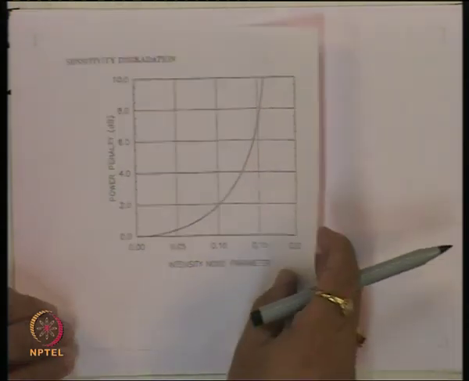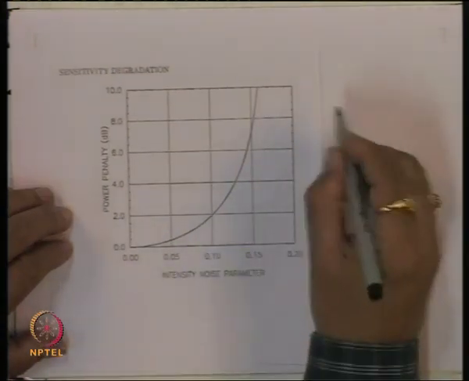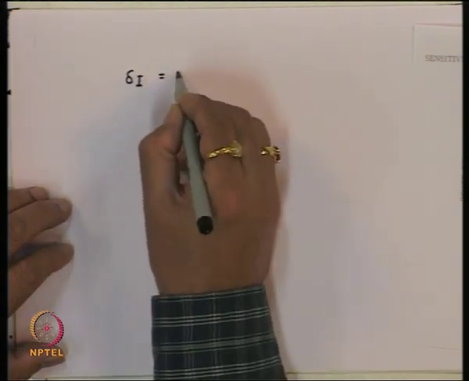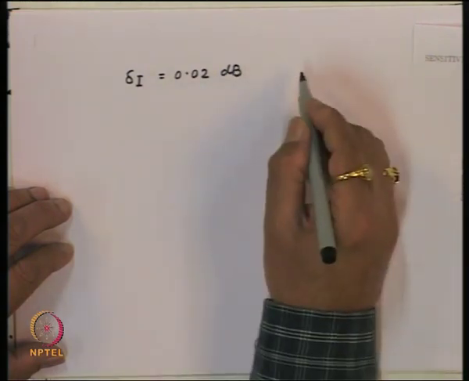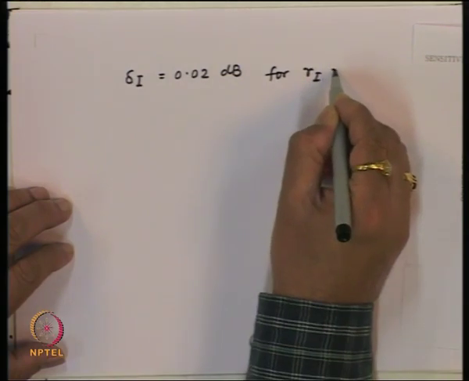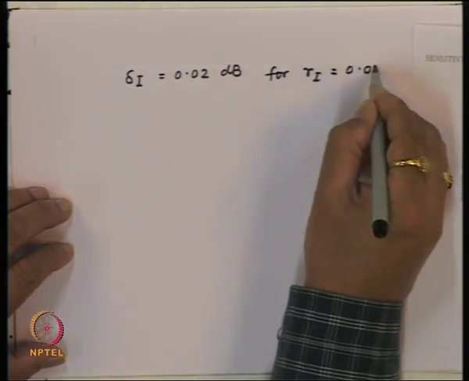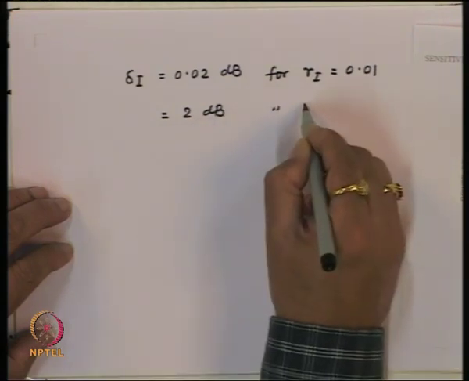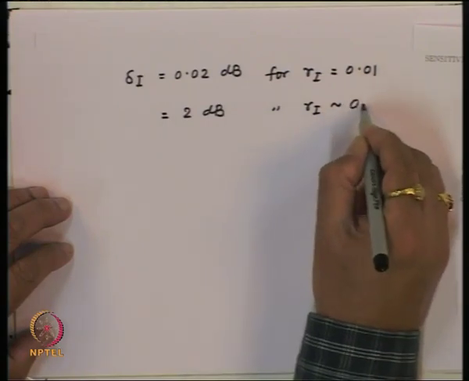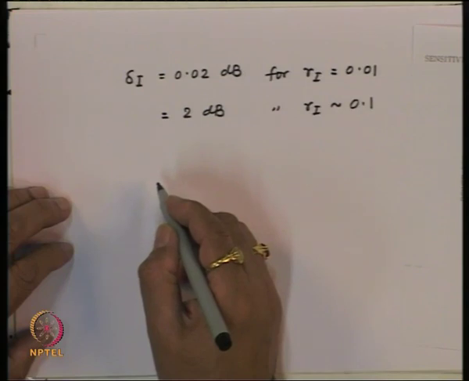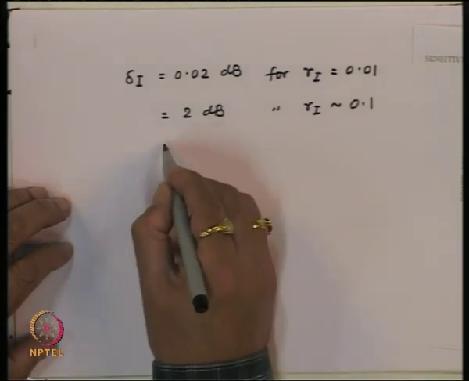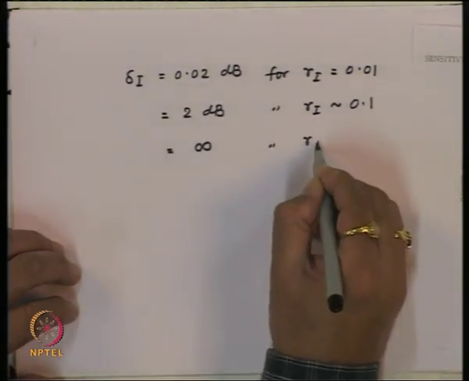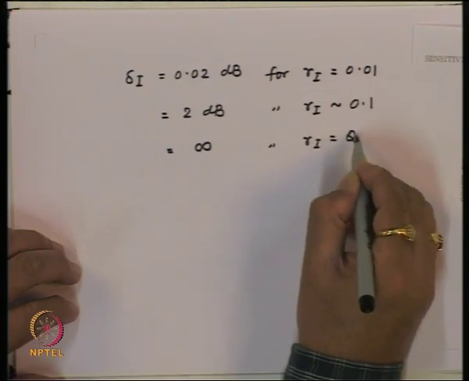So, just to give few numbers, if we write for this, we have, let us say, delta I, that is equal to 0.02 dB for Ri is 1%, 0.01, that is equal to about 2 dB for Ri about 10% or 0.1, and Ri is equal to infinity for Ri is equal to q to the power minus 1.